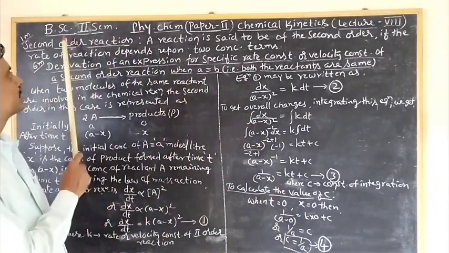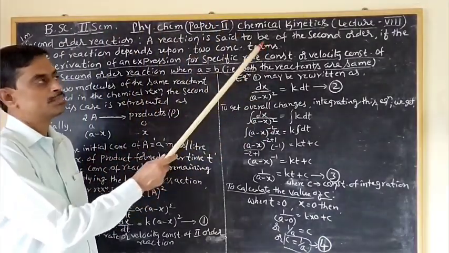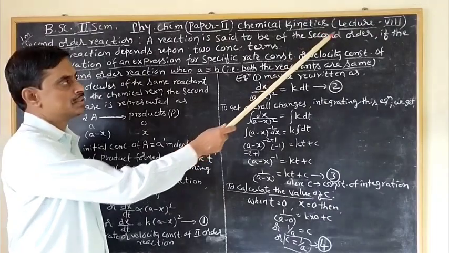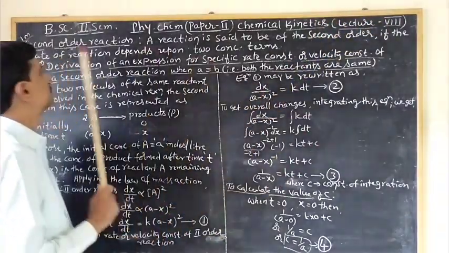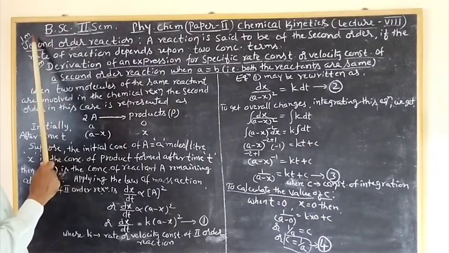I will take the class for this BSc second sem, Physical Chemistry, paper 2. The chapter is Chemical Kinetics. This is my lecture 8, second order reaction. This is for 1 mark in the examination.